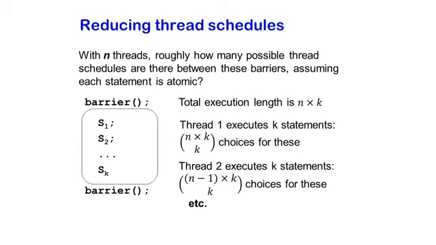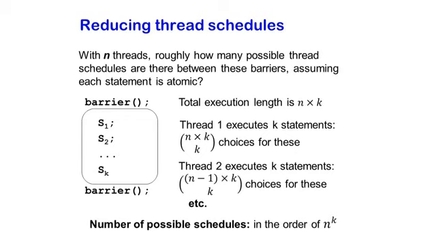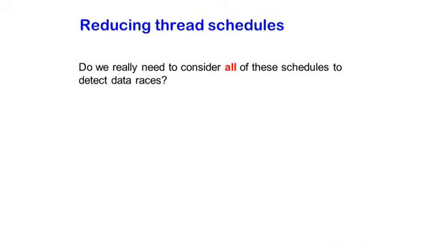Okay, and I'm not terribly good with combinatorics, but the number of possible thread schedules is in the order of n to the power k, which is going to be enormous if the barrier region has got many statements in it. So although we've restricted attention to this barrier region, which is better than focusing on the whole kernel, there could still be many thread schedules to consider within this barrier region.